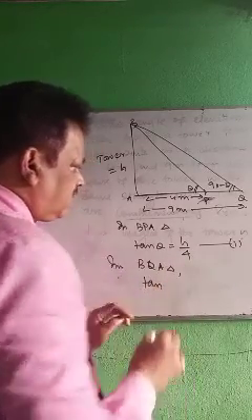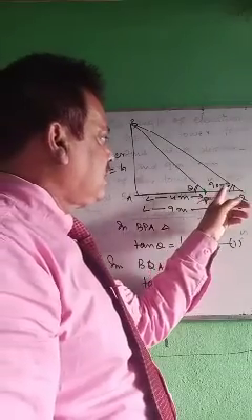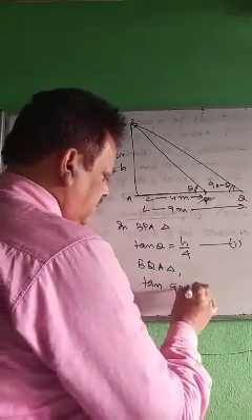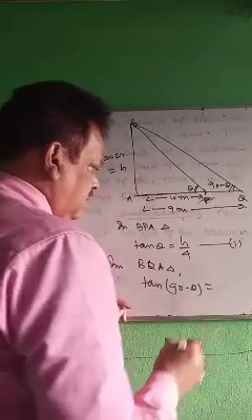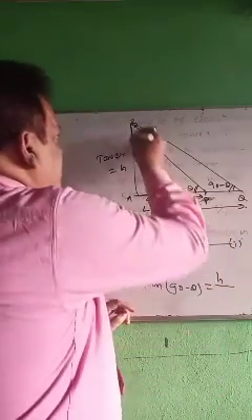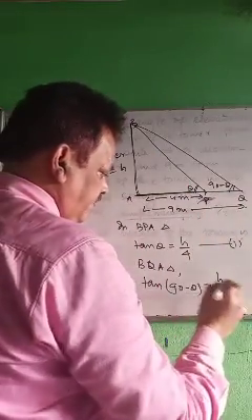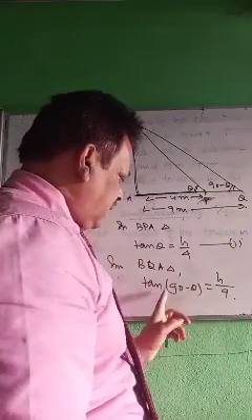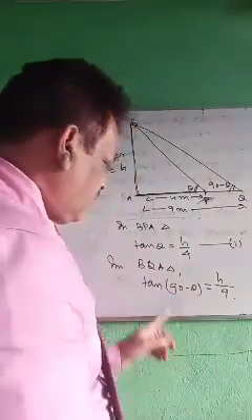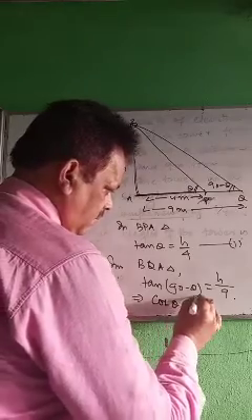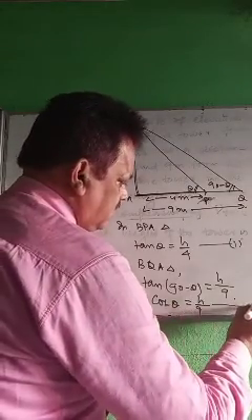Tan which angle? The angle is 90 minus theta angle. 90 minus theta angle is perpendicular by base. Base means total is 9. What is formula of tan 90 minus theta? Complementary angle, cot theta. H by 9. This is equation number 2.